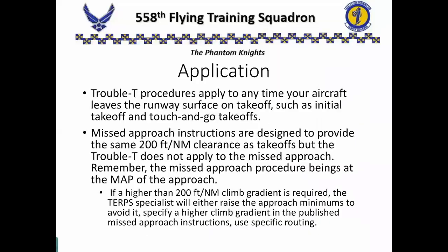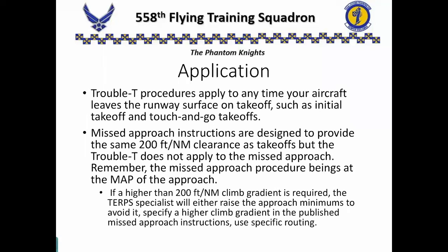Okay, so how do we apply these things? Well, anytime an aircraft is going to come off the runway surface, such as initial takeoff or touch and go, we have to comply with the treble T. What about a missed approach, you ask? Well, the TERP specialist is still going to plan that to use the same 200 foot per nautical mile clearance plane and 200 foot per nautical mile climb gradient that a normal takeoff does. So the treble T doesn't necessarily apply to the missed approach.